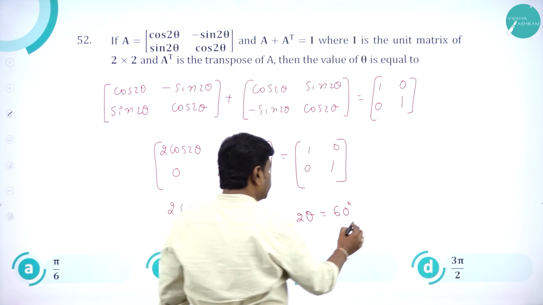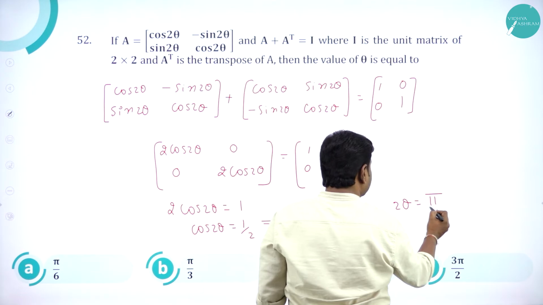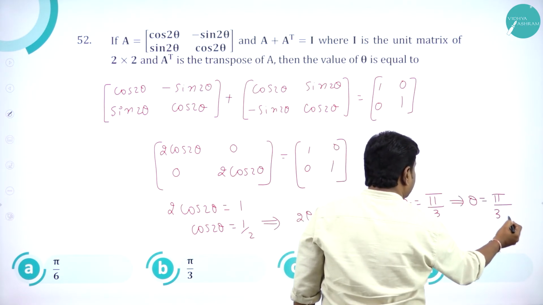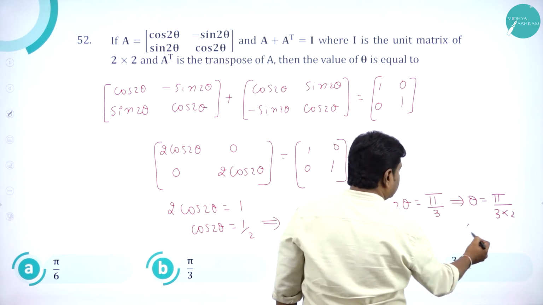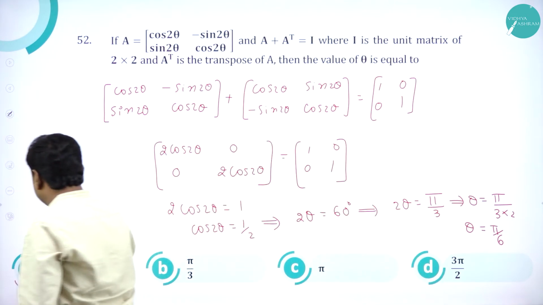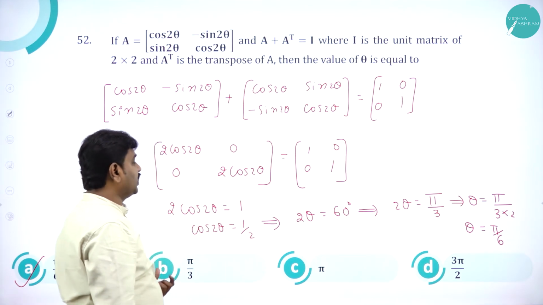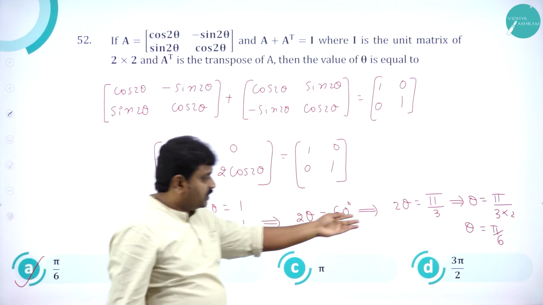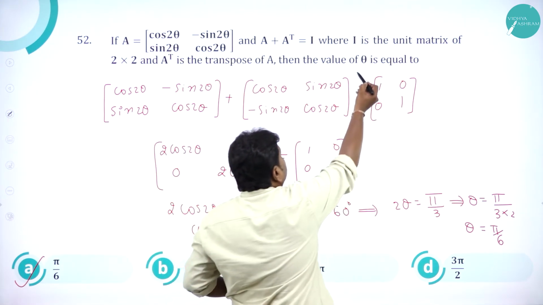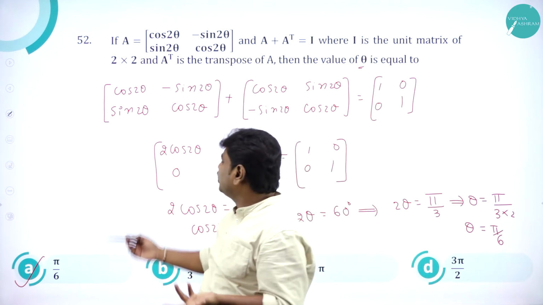Do you agree? 2 theta is 60 means pi by 3. But they want theta. Theta is pi by 3 into 1/2, since this is 2 theta. So theta is pi by 6. Do we have pi by 6? Yes, option A. Many people, after they get cos 2 theta is equal to half, will write 2 theta value as 60, pi by 3, and tick it. But they want the value of theta. If 2 theta is 60, theta is 30. 30 degrees is pi by 6. Do it carefully. Simple and direct question.